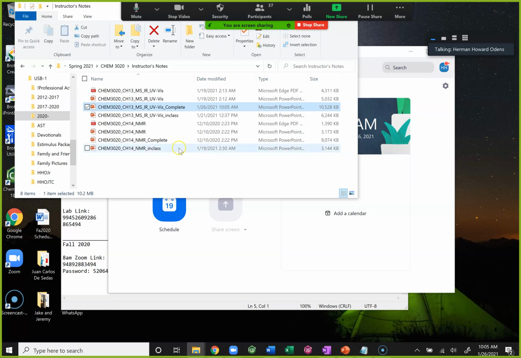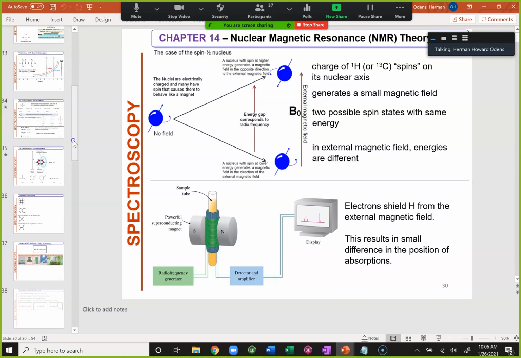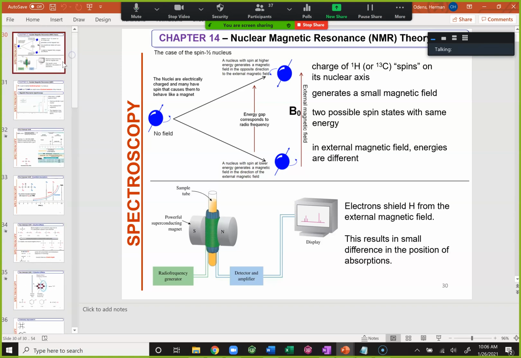All right, let's go to proton NMR. We're just going to start with proton NMR. We have about 2 weeks' worth of NMR that I'm going to teach you. I'm not going to go through all the details that I talked about in my video. Hopefully you've been watching my video recordings from last year.